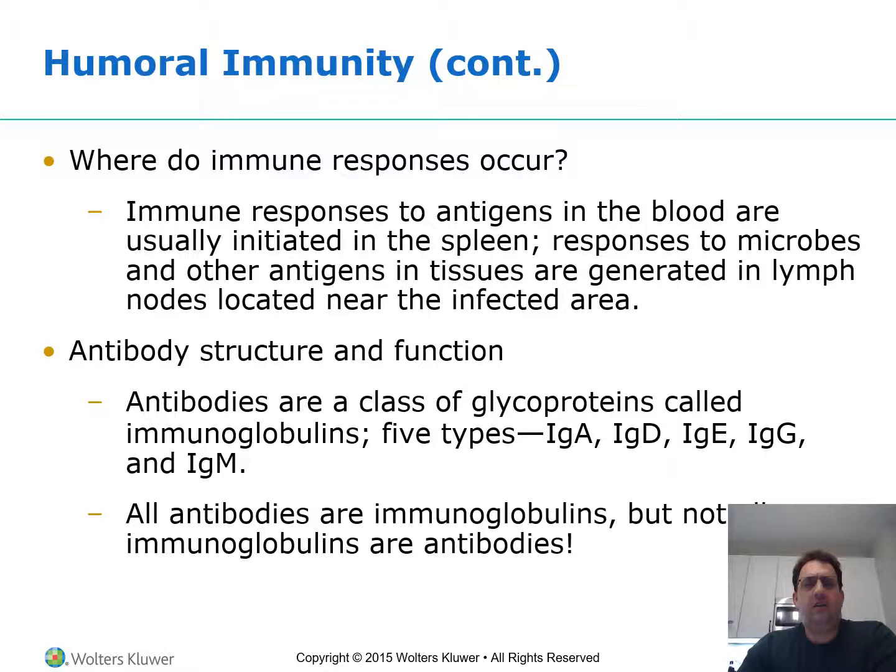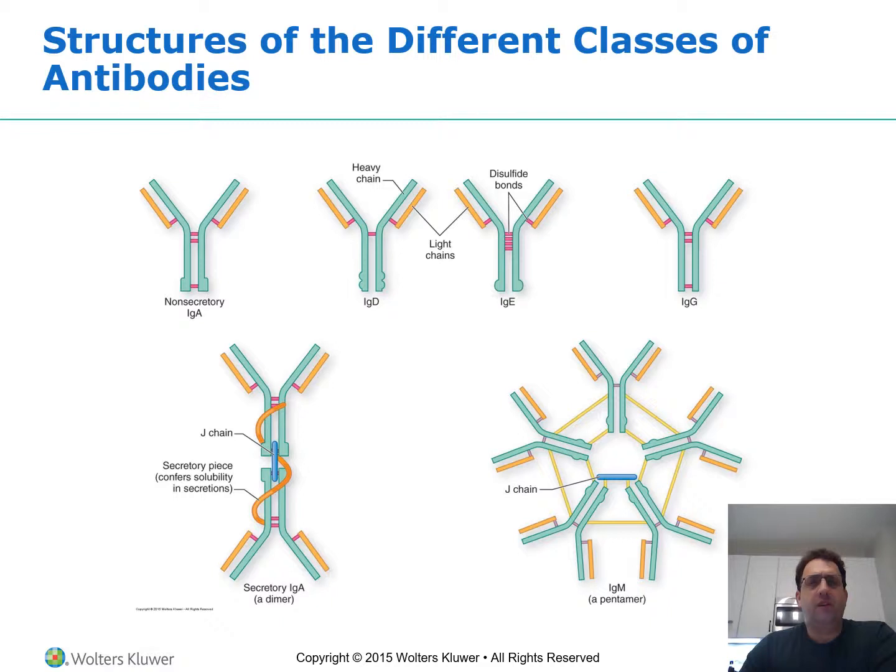Antibodies: there are 5 classes of antibodies that are going to attach to things, and each of them has a different function in your body. And this is just an interesting one. All antibodies are immunoglobulins, but not all immunoglobulins are antibodies. Now, the 5 classes of antibodies. There is an IgA antibody.